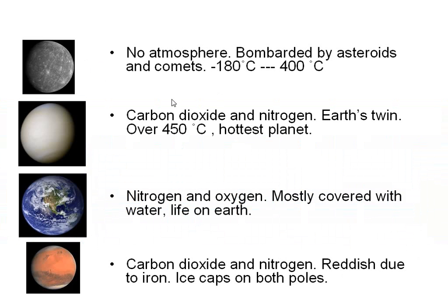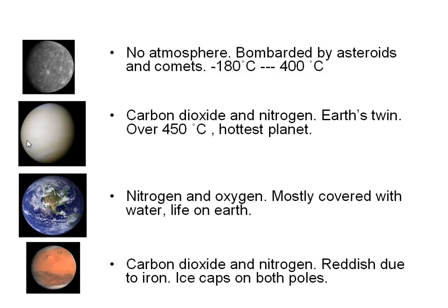Okay. And then let's take a closer look at the 8 planets. First, this is Mercury. Mercury has no atmosphere, so it is bombarded by asteroids and comets. You can see the scars, right? This means it has no protection of the atmosphere. And the temperature varies a lot, right? In the night, it is negative 180 degrees Celsius, and in the day it is 400 degrees Celsius. So in the night too cold, and in the day too hot.